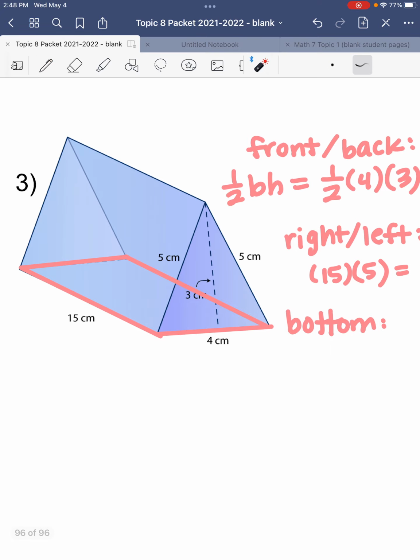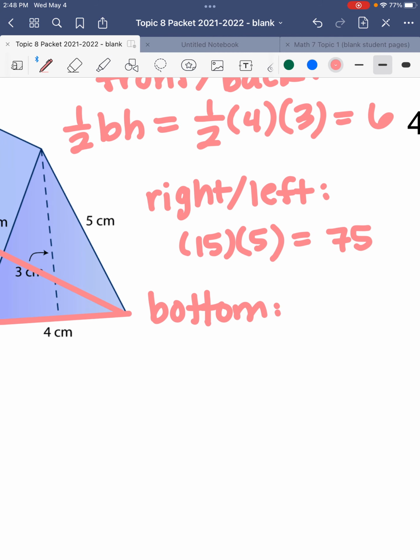So my length, let's say, is that 15, and the width is that 4. So 15 times 4. And 15 times 4 is 60.